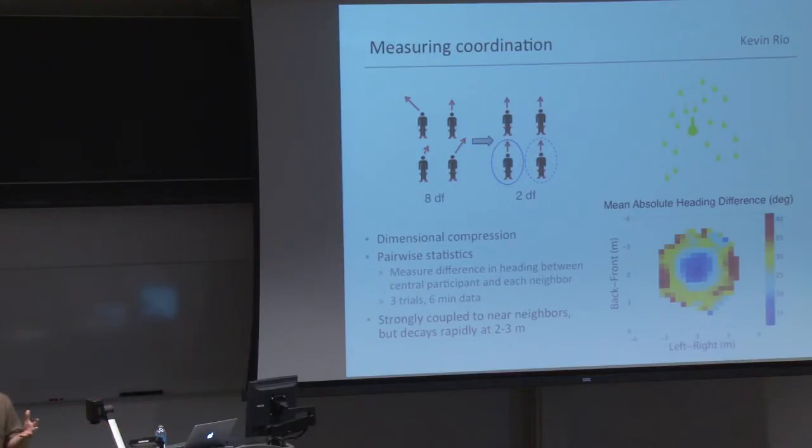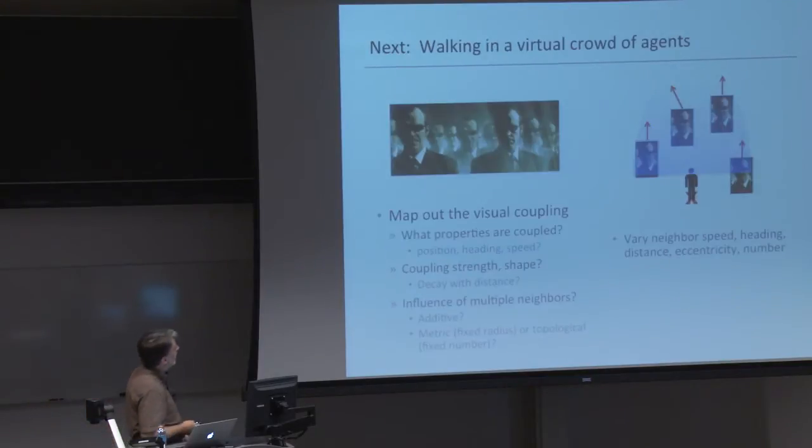And so there are interesting questions here. Does that depend on density? How many neighbors are you coupled to? Or is it a fixed number of neighbors, or are you coupled to everybody within this radius? And those sorts of questions are going to have a great impact on how that coordination pattern emerges. And so that's what we're working toward.